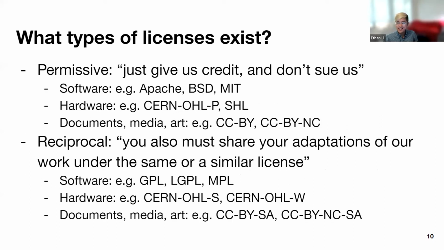So there are a few different kinds of licenses that exist along a few different axes. One is permissive versus reciprocal. I'll elaborate on this more in the next few slides, but permissive is the idea that you just want to have proper credit for your work, but you don't want to have additional restrictions on what people do with your work besides them not suing you. There are many different licenses for software; these are some of the more popular ones. And then there are a few licenses for hardware, and then things for documents, media, and art, like the Creative Commons licenses you might have heard of.